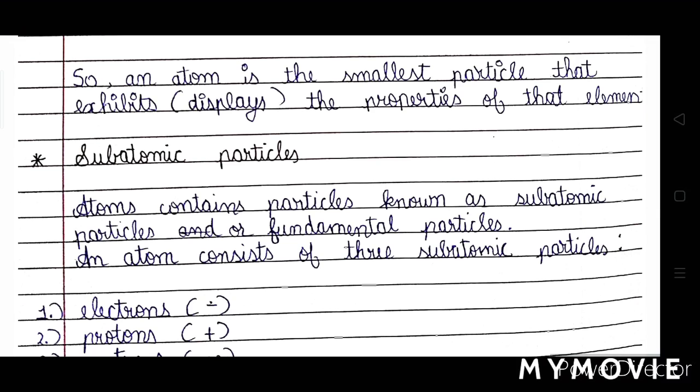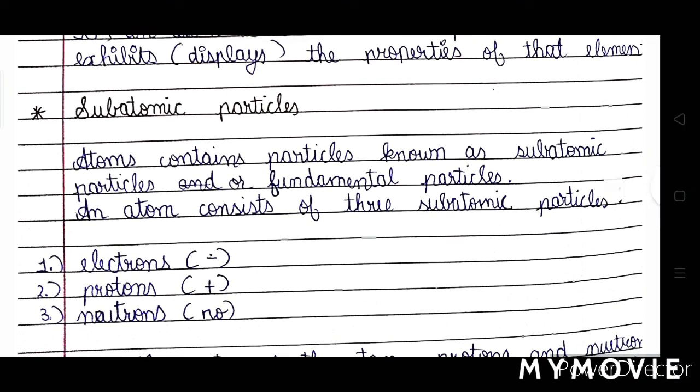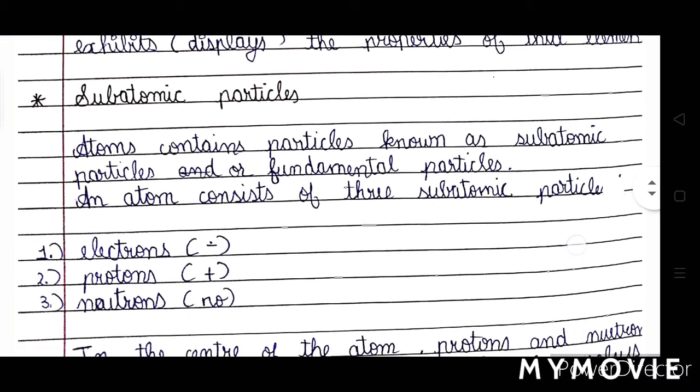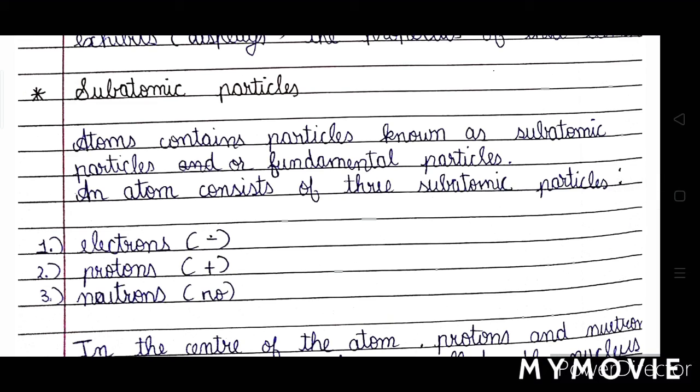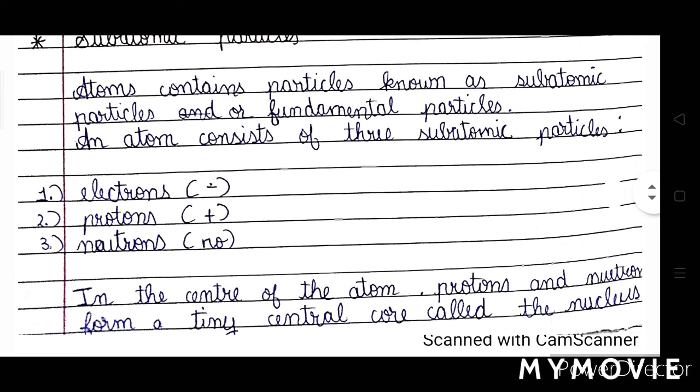Ahead we can see that an atom contains 3 subatomic particles, meaning it has 3 parts. Still it can be divided and it has 3 parts. So let's read. Atoms contain particles known as subatomic particles or fundamental particles. So in atoms there is one more division, which means that it contains 3 particles, and the names are electrons, protons and neutrons.